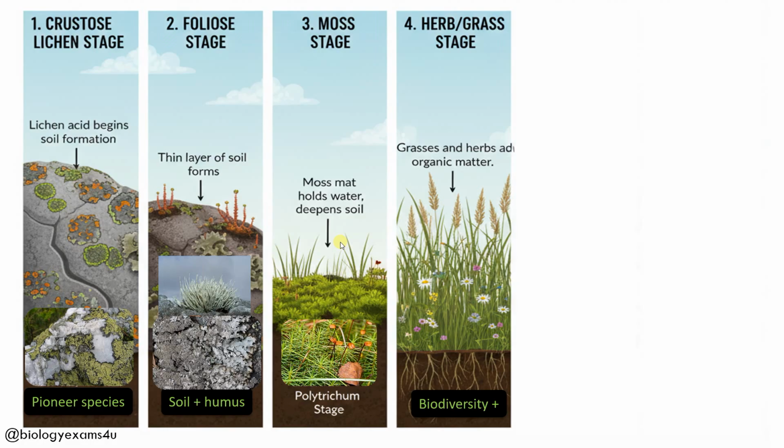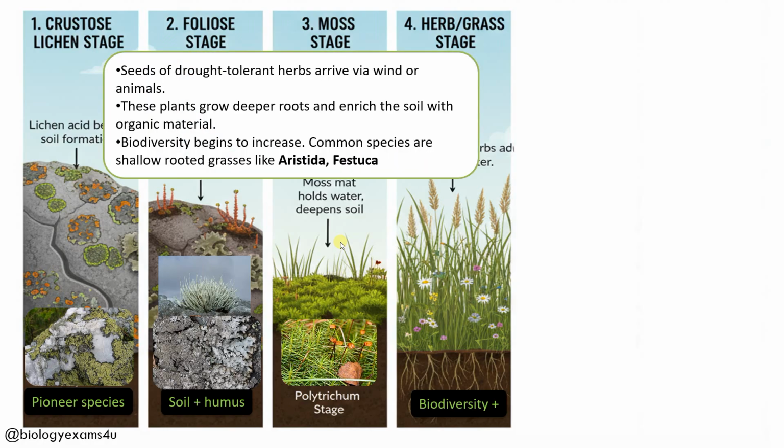As the soil gets deeper, these moss plants are replaced by seeds of drought-tolerant herbs arriving via wind or animals. These plants, as you see here, have deeper roots and enrich the soil with organic matter. Biodiversity begins to increase. Common species in tropical regions are grasses like Aristida, Festuca, etc. So these are drought-tolerant grasses.